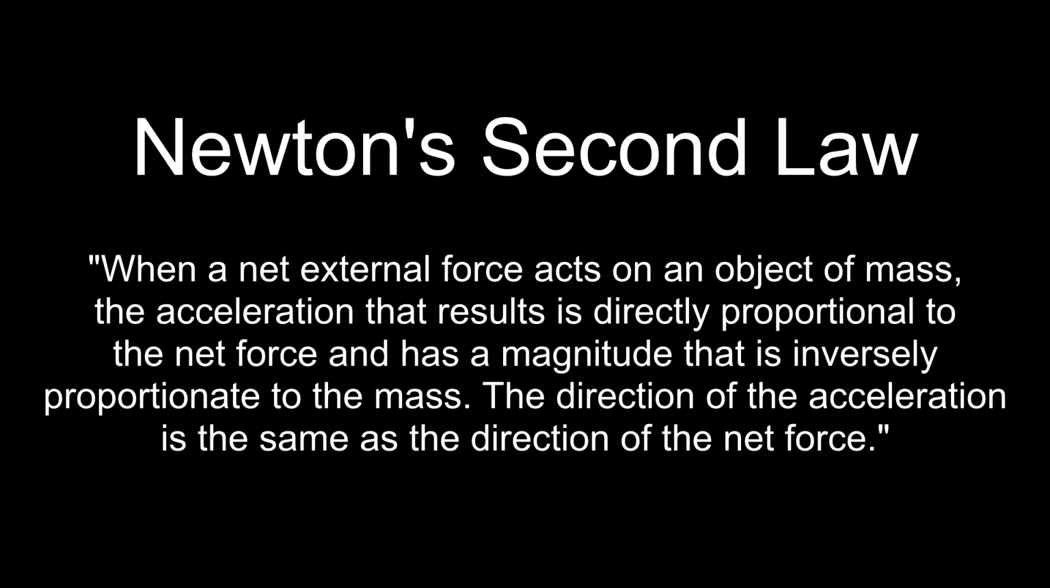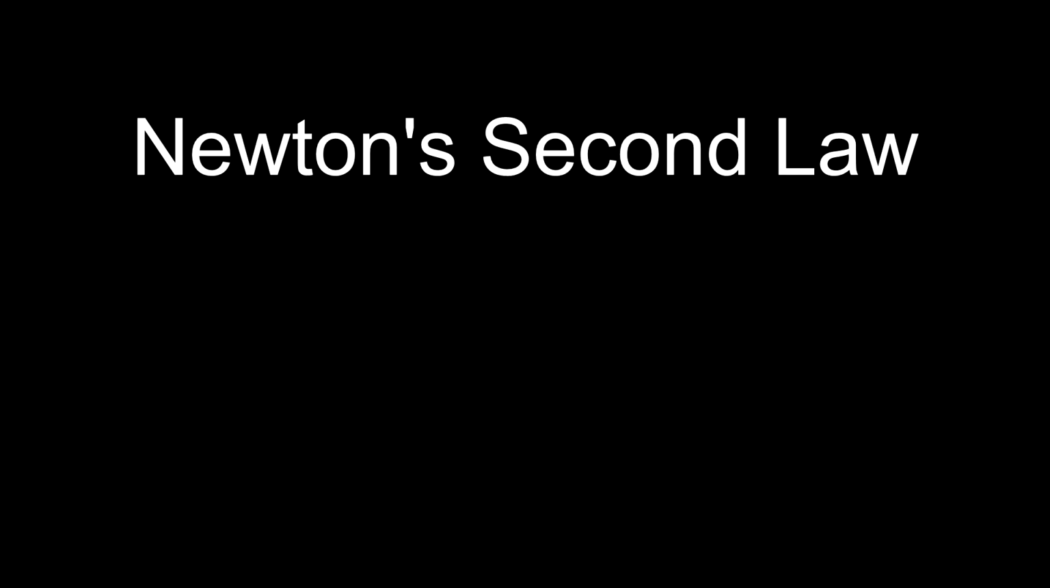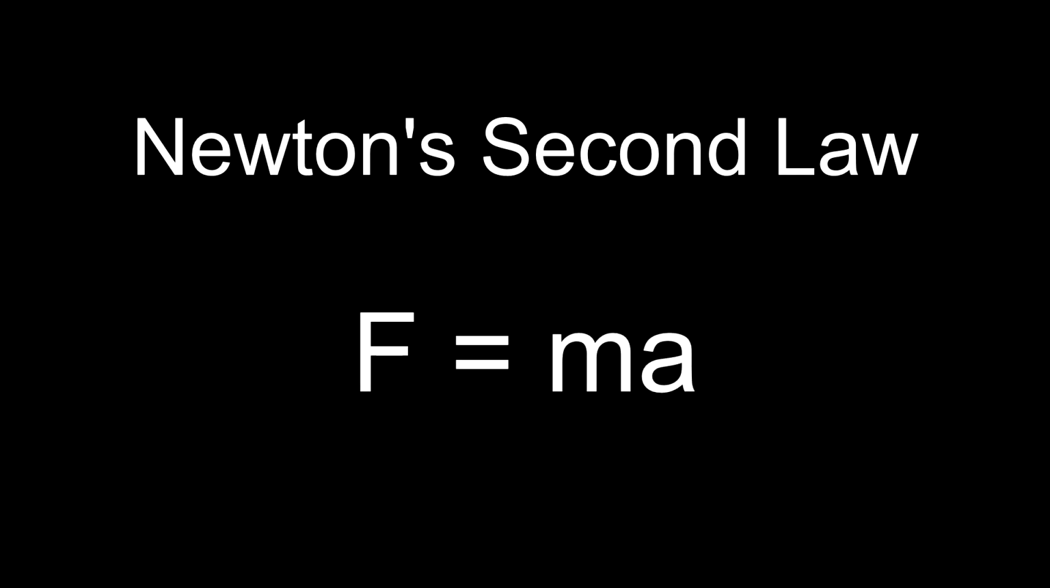So here we are with Newton's second law, which states when a net external force acts on an object of mass, the acceleration that results is directly proportional to the net force and has a magnitude that is inversely proportional to the mass. The direction of the acceleration is the same as the direction of the net force. Newton's second law of motion also has an equation. Force is the product of mass times acceleration. The more mass an object has, the more applied force that object will need to accelerate it.